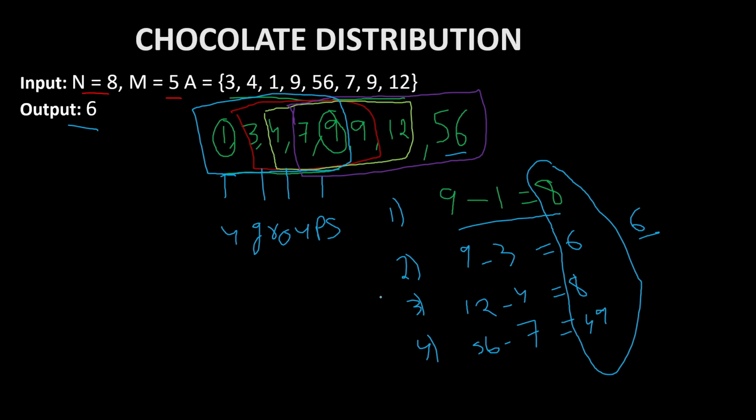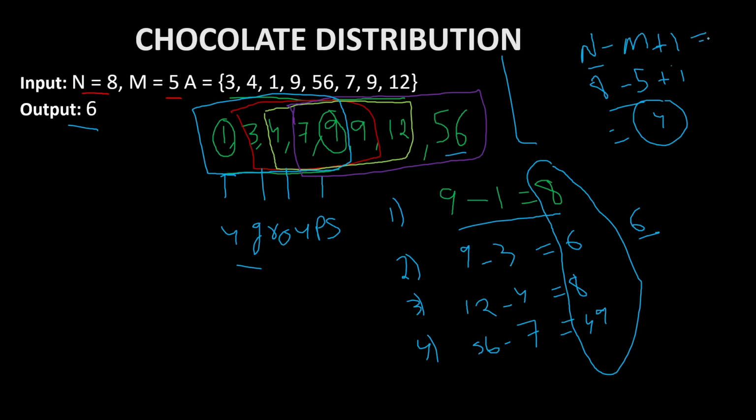Right, now let's discuss one important formula here. The formula will be n minus m plus 1. So what is this formula? n means the total length of the array, which is 8, and m is 5. Plus 1, which will give us the value 4. If you look carefully, we have 4 groups and this is equal to 4. So this formula gives us the number of groups within the array. We have 4 groups that we can iterate, where each group has 5 values, right?